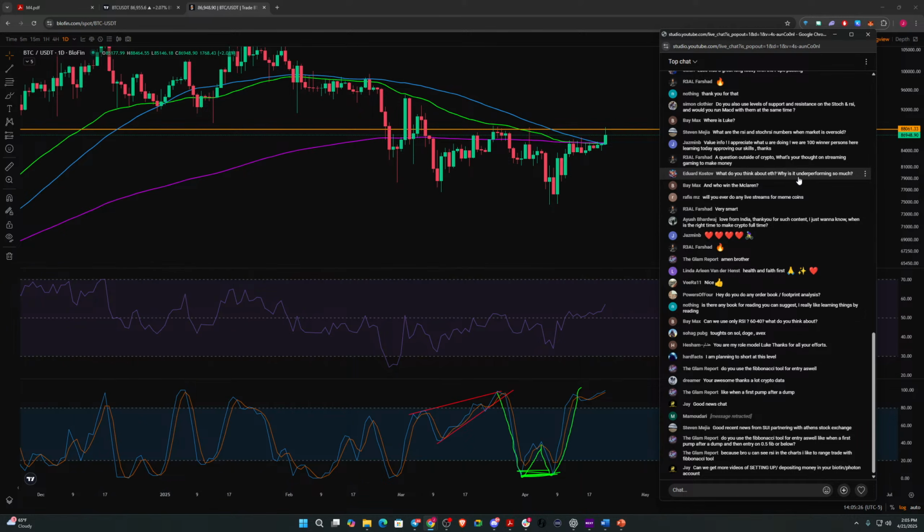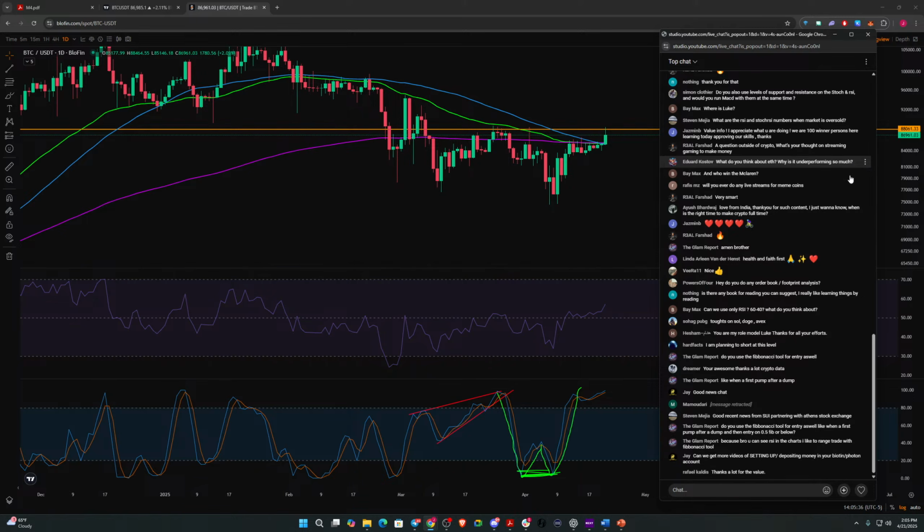Edward says, what do you think about ETH? Why is it underperforming so much? It's just been the way it is because, ever since ETH switched from proof of work to proof of stake, it's just been down only versus Bitcoin. It's very close to crossing its trend line. I've been posting some analysis in Jim Hunter's Premium, and it's close to breaking out. So pay attention to around the 1660 to 1670 level. If it can break above that, then it's probably going to send.